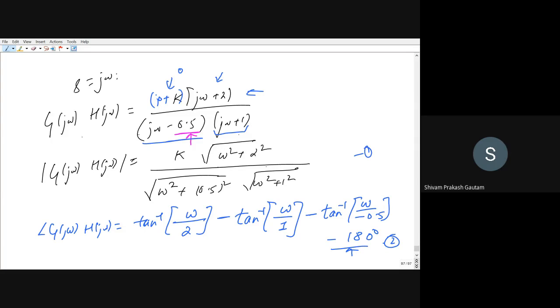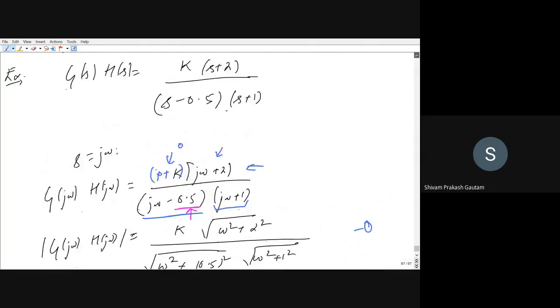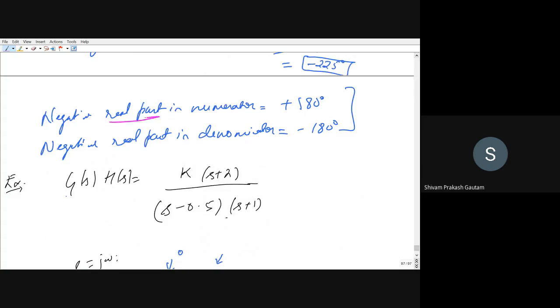So we can say that if the denominator is negative, then it will be minus 180 degree, and if numerator is negative, it will be plus 180 degree, right? Yes, negative real part. You can see minus 5 is what? If this is a complex number, the real part of this is minus 5. So we are having a negative real part.